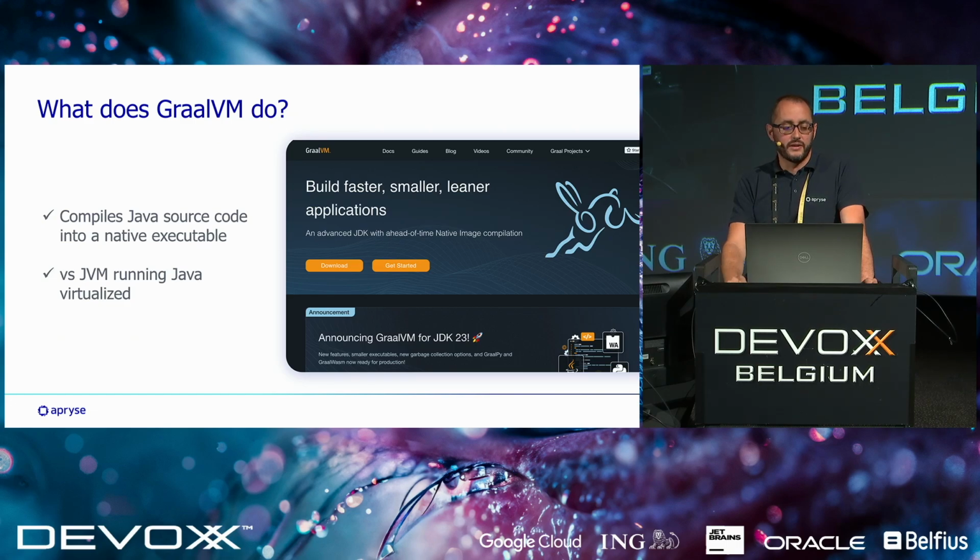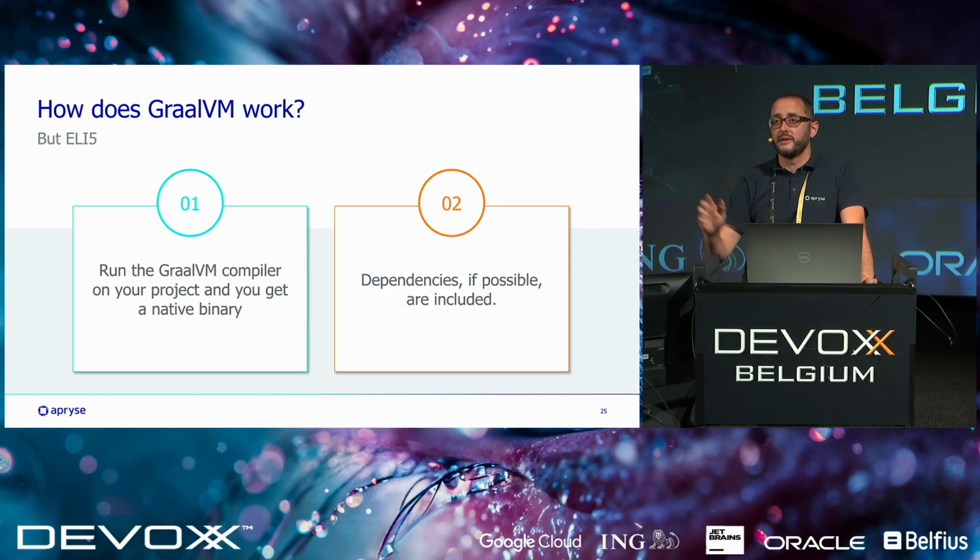GraalVM has a compiler, and it compiles Java source code into native executables, as opposed to how with the JVM the Java is virtualized on your own machine. So it says here, build faster, smaller, leaner applications. There are many upsides to using GraalVM. We're not going to go into the technical details as to how Graal works, but I'll explain it to you like I'm 5. You run the GraalVM compiler on your project, and you get a binary. That's basically how I started this whole journey into GraalVM support.